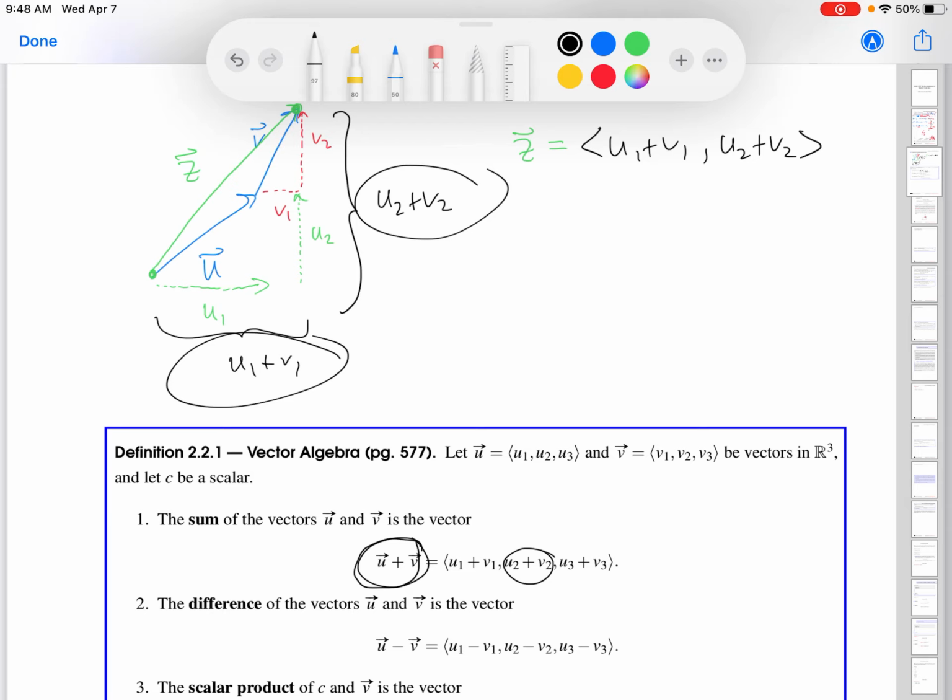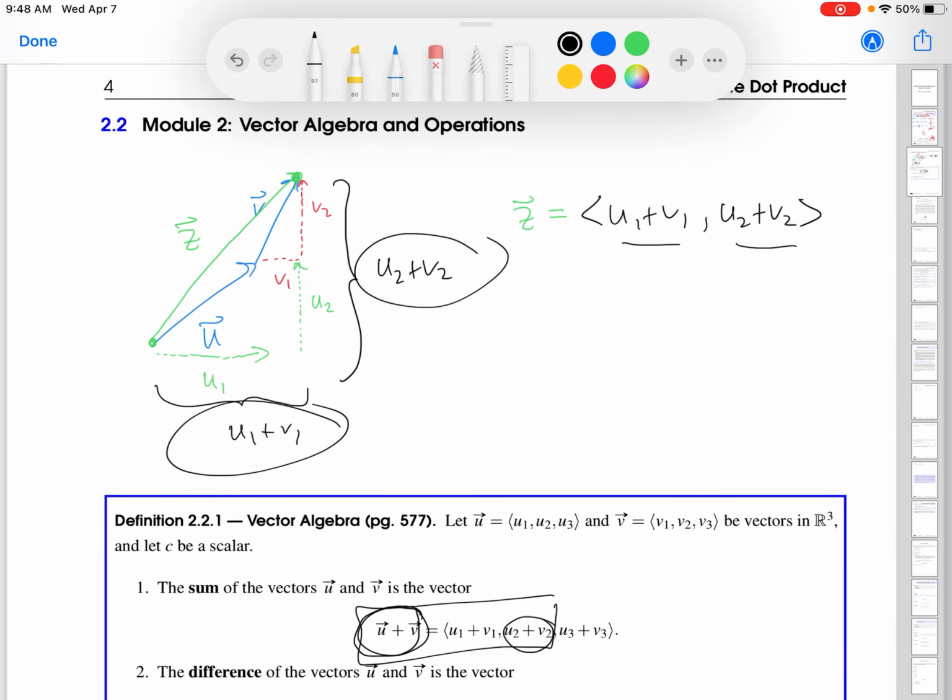And it points in the same direction as the u plus v vector because the components are exactly the same. So if I found the slope of the line that z generates, it would be the same slope as this line that we're defining as u plus v. In other words, I'm trying very hard to convince you that z is u plus v, based on this definition and put into R2.